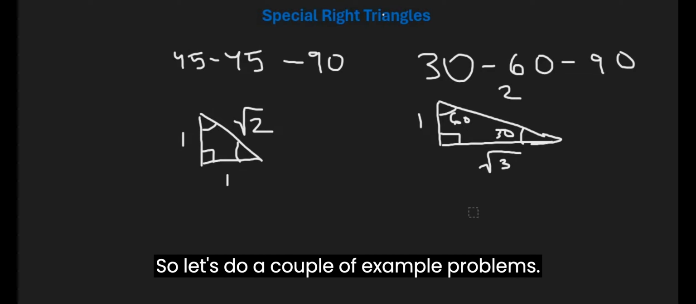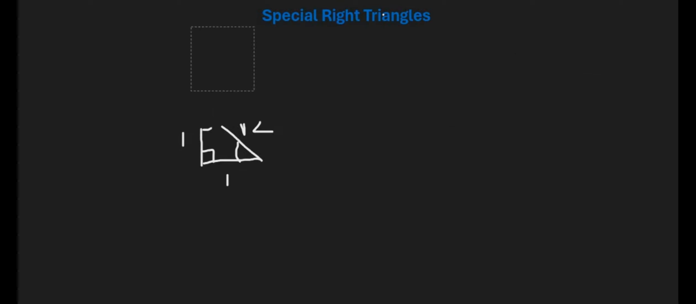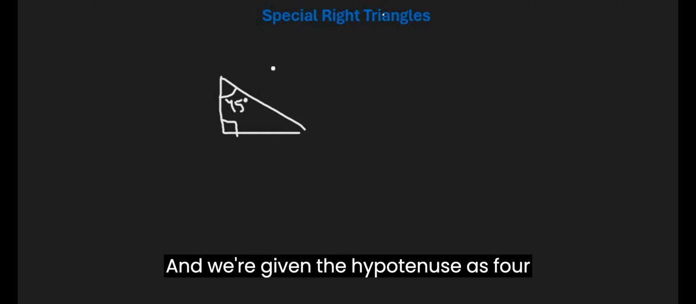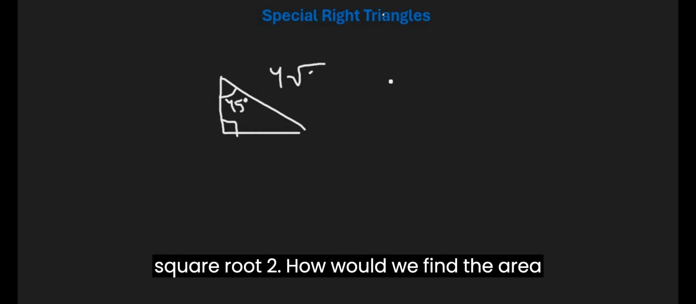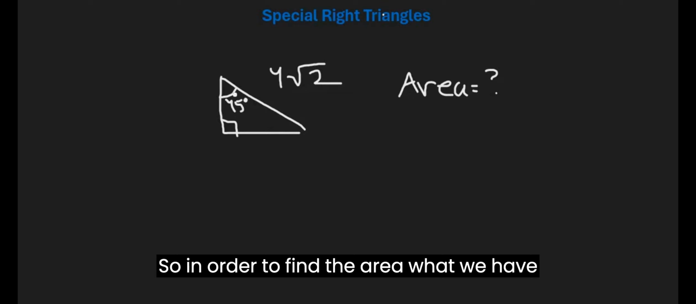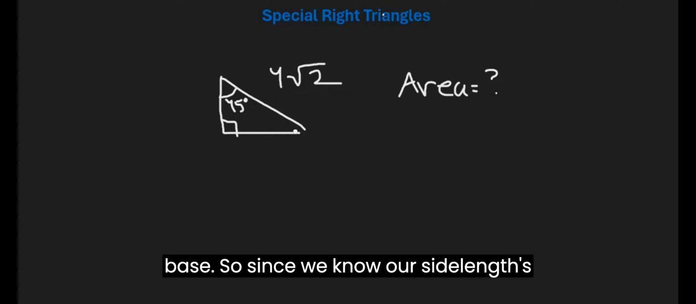So let's do a couple of example problems. Let's say we're given a right triangle with one degree measure of 45 degrees. And we're given the hypotenuse as 4 square root 2. How would we find the area of this triangle? So in order to find the area, what would we have to do? We have to find the height and the base.